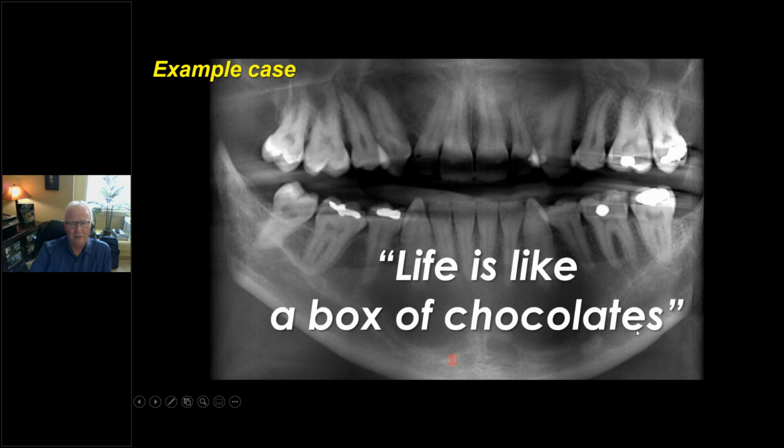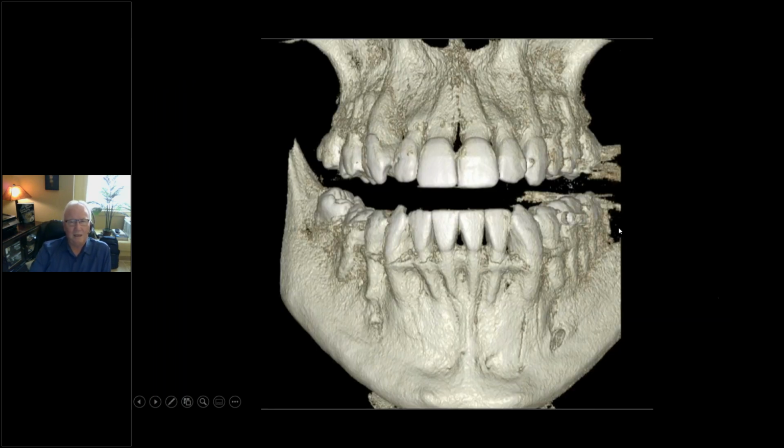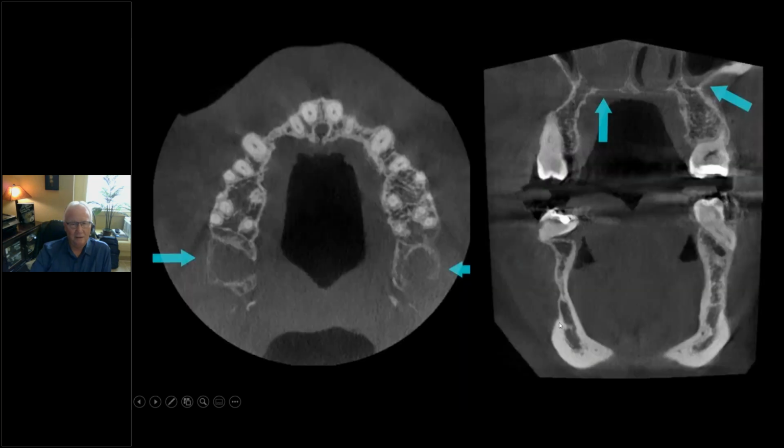Well, it's kind of like Forrest Gump, life is like a box of chocolates. You never know what you're going to get. Even the 3D reconstruction when I did it didn't look that bad. You can see that there's some concavity here. The bone's quite thin. But if I were somebody wanting to plan implants, this guy fortunately doesn't need them, I'd want to have some very accurate data. Well, let's look in other planes of section.